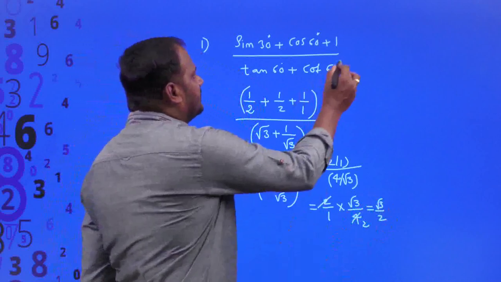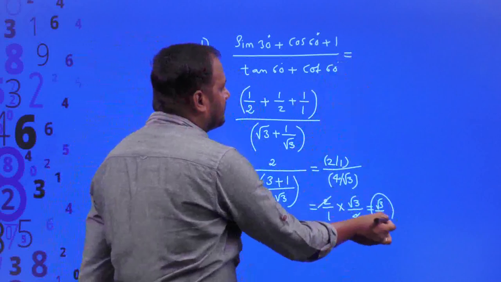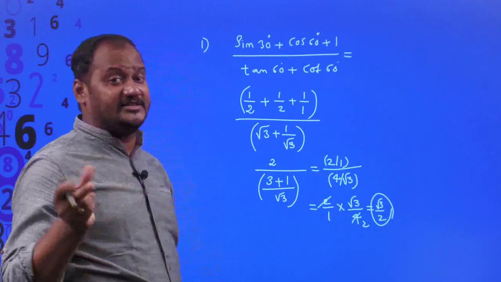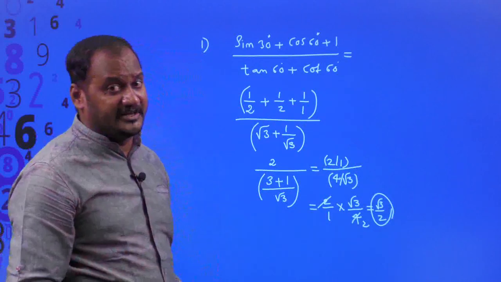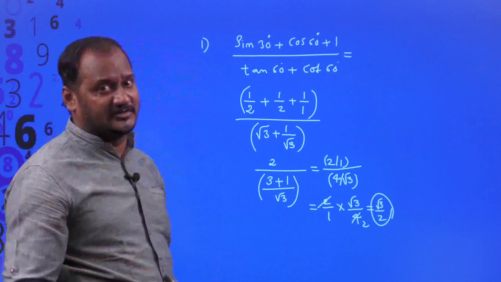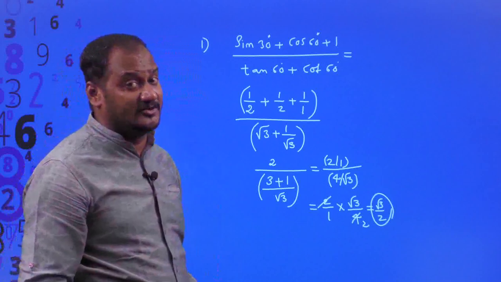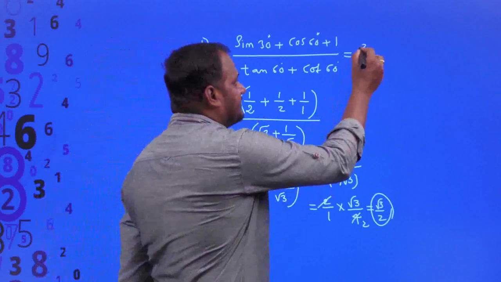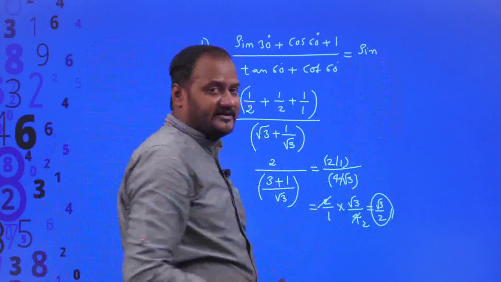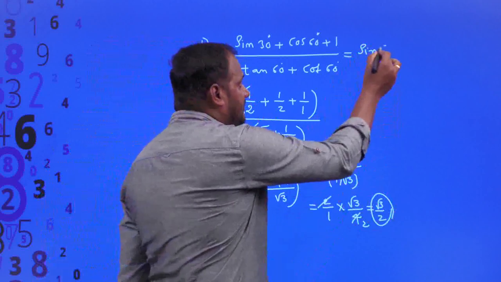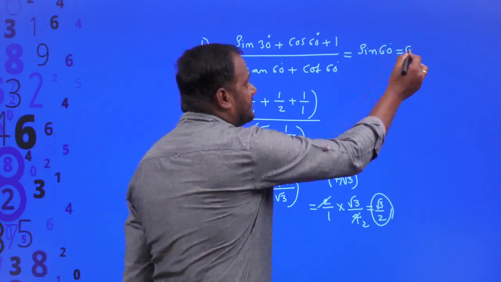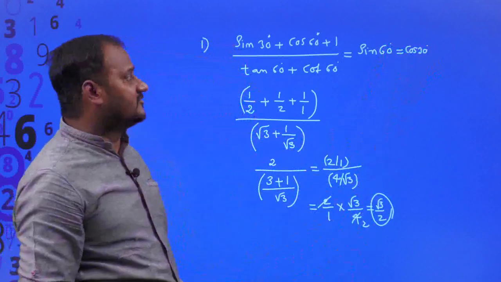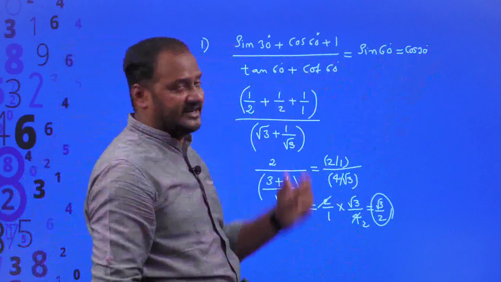And can you express this answer in terms of a trigonometric ratio? Because the answer is root 3 by 2. But root 3 by 2 is the value of which trigonometric ratio? You see root 3 by 2 in the first two columns, so root 3 by 2 is available only with sine and cos. So you can write the answer as sine 60 equal to root 3 by 2, as well as sine 60 is equal to cos 30 degrees. Therefore, sine 60 or cos 30 will be the result of this fraction.